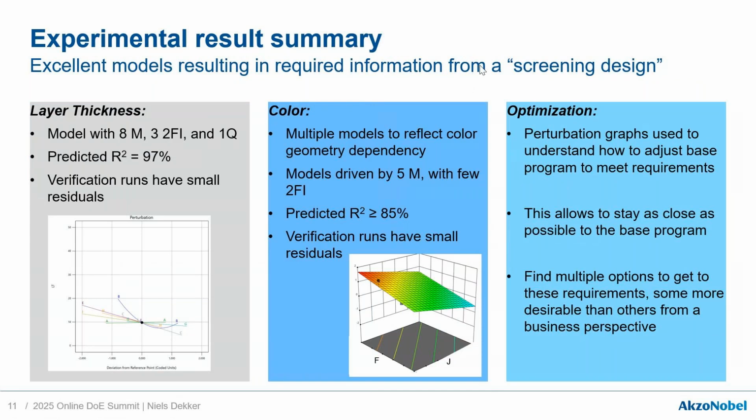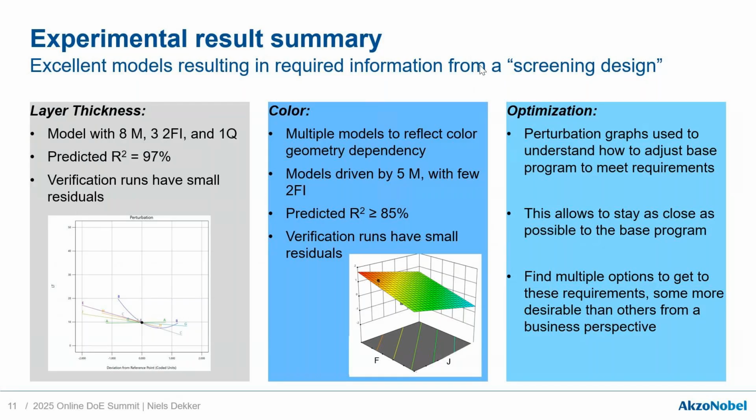On the layer thickness, which is very important, which you can measure pretty accurately, we ended up with a model with 8 main factors. We had 3 second order interactions and 1 quadratic term. We had a predicted R squared of 97%, which is of course very good with this relatively simple model.